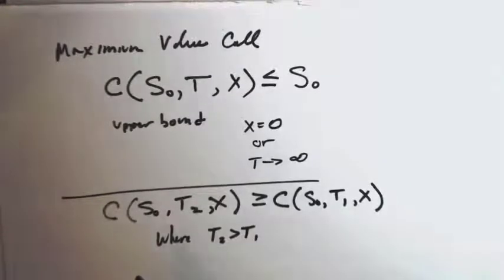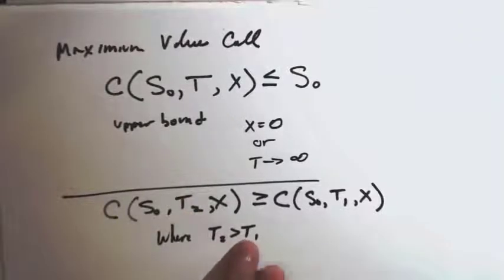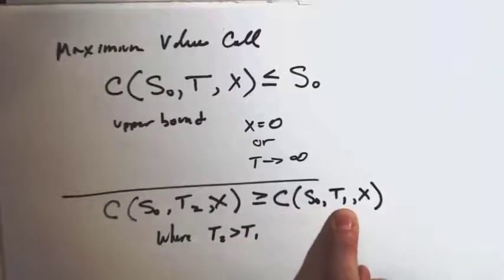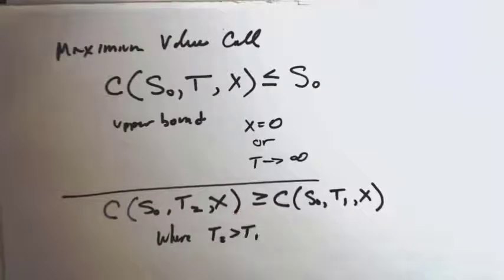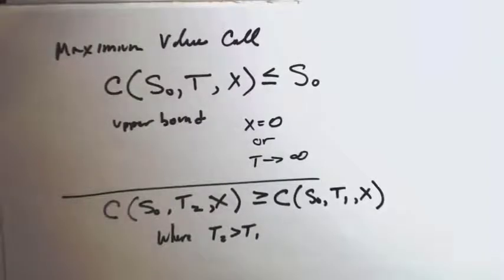So the way to write that out notationally is the value of a call with a long-term call, because the time to maturity is T2. T2 is greater than T1, which is the short expiration for the contract. Then you can see the longer term option is worth more than the shorter term option. So really what we're looking at is there's a time value component to options.